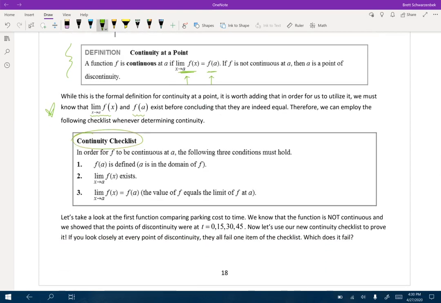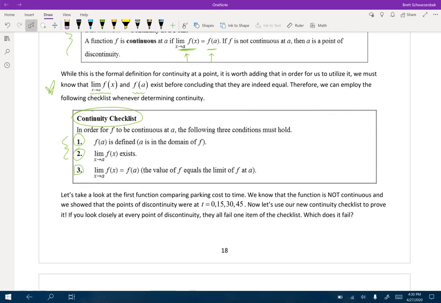So the continuity checklist, if you look at it: step 1, prove that f of a is defined. Step 2, prove that the limit on the left side here exists. And finally, step 3, prove that 1 and 2 are equal to one another. Okay, that is the key in the scenario of what we're doing.